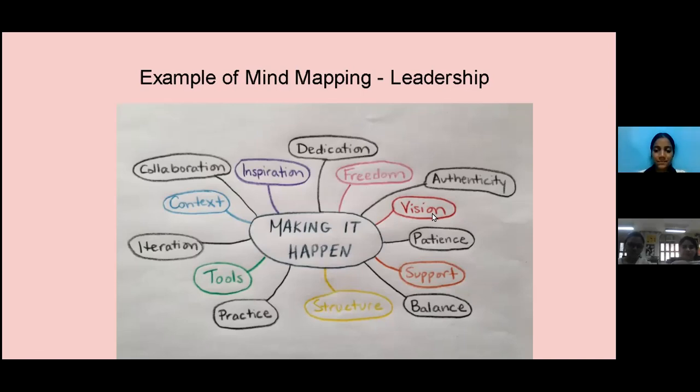Yes or no? So this is important, right? This way, if you are conducting a brainstorming session, you can ask them about it: making it happen. For making it happen, what is required? So vision is required. Somebody will say patience is required. Somebody will say that obviously a leader is there, he will have followers.